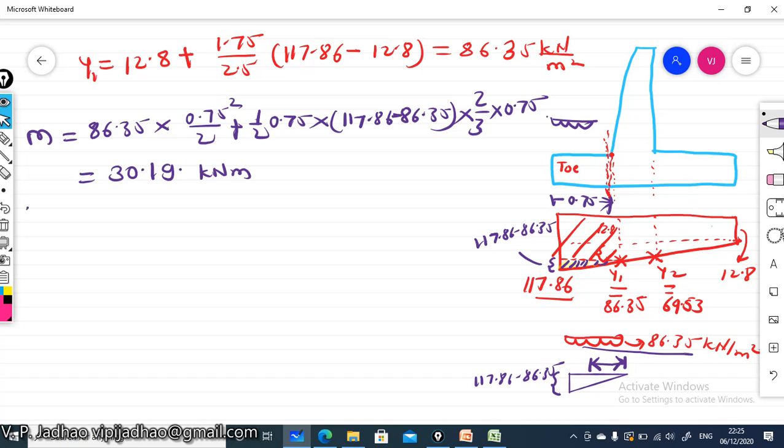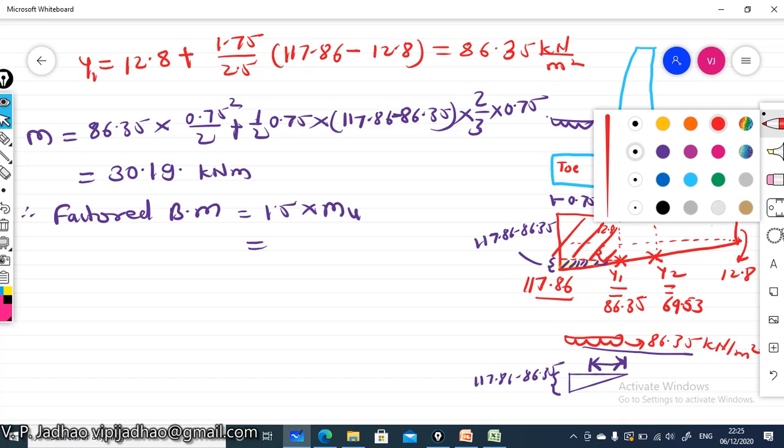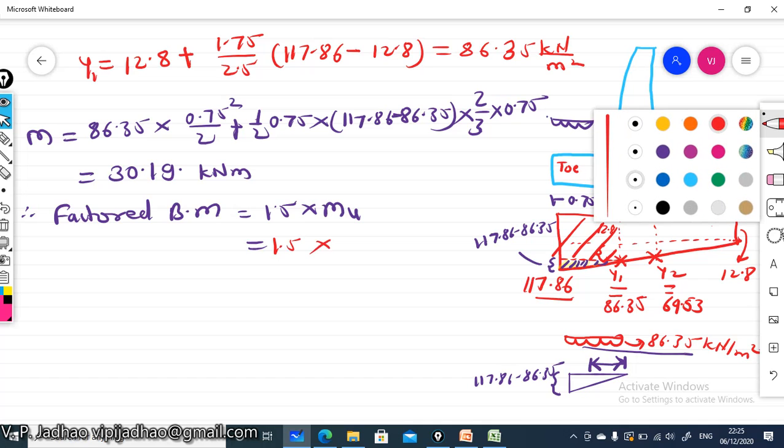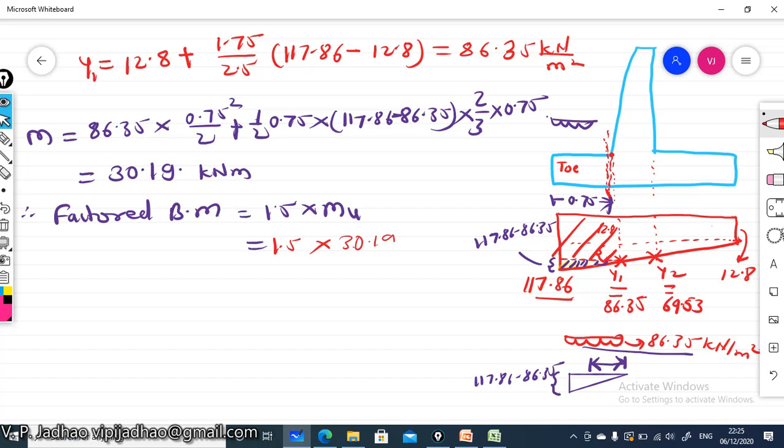Therefore the factored bending moment will be equal to 1.5 into Mu. Putting the value of Mu, 1.5 into 30.19, we get the final or factored bending moment as 45.285 kilonewton meter. Again, we have the total depth of this particular slab, we know this is 400 mm, therefore D is equal to 400 mm.